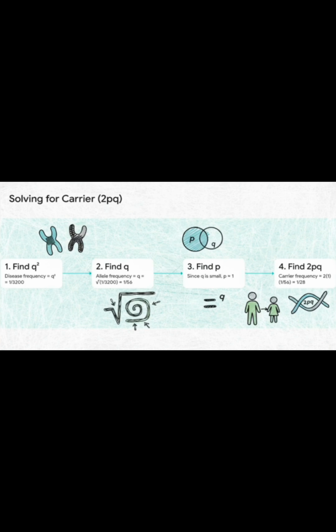Step 1. We know q squared is 1 over 3200. Easy. Step 2, to get q, we just take the square root. Now you don't need a calculator. The square root of 3200 is close enough to 56, so q is about 1 over 56.